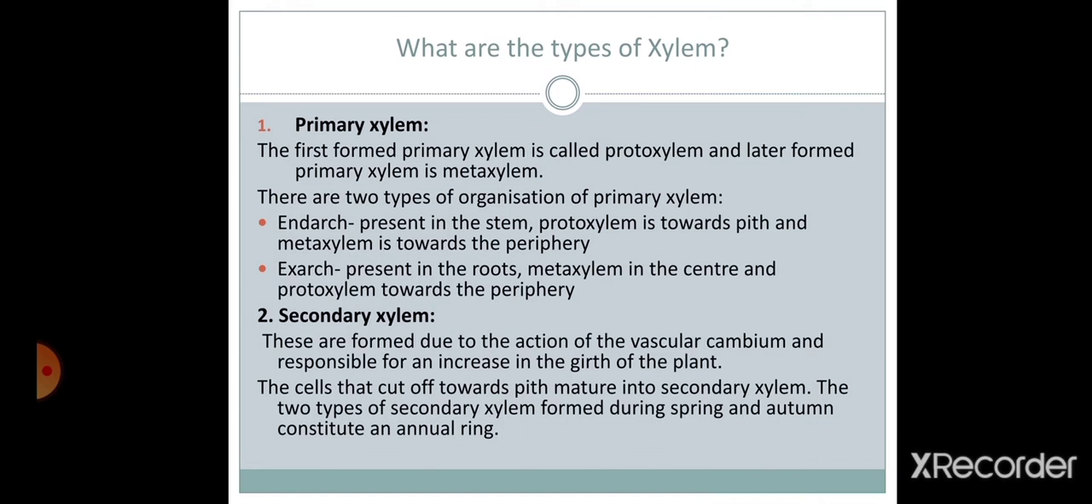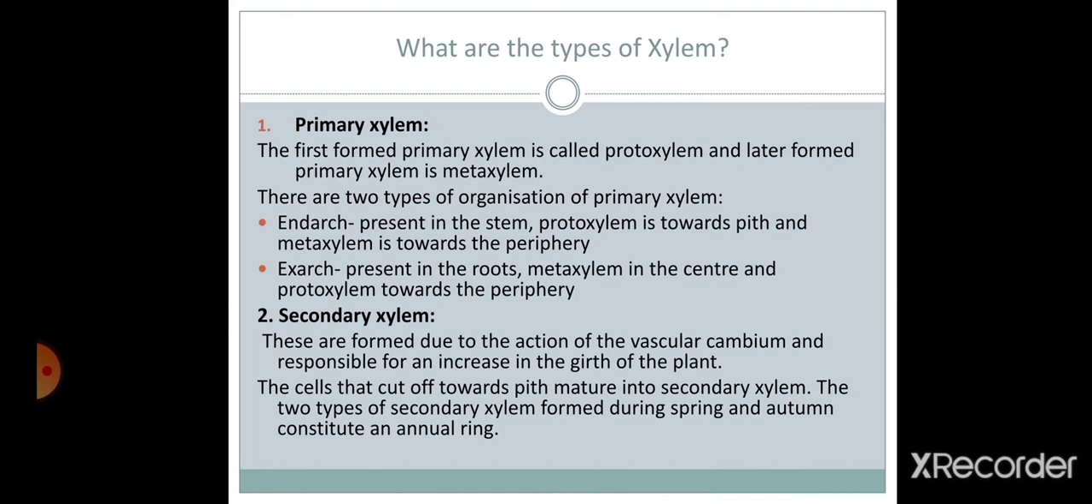What is endarch now? Endarch is present in the stem. Here the protoxylem lies towards the pith region. Okay, here the protoxylem is towards the pith and the metaxylem is towards the periphery, that is termed endarch. Now the exarch. Exarch is present in the roots. Here the metaxylem is towards the center and the protoxylem is towards the periphery, that is known as exarch.